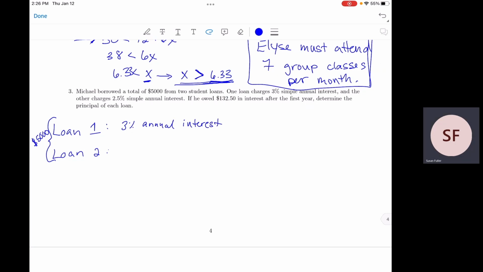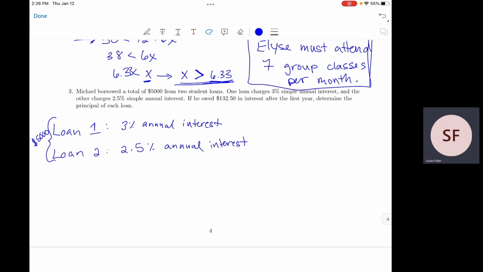And loan 2 charges 2.5% simple annual interest. He owed $132.50 in interest after the first year. Determine the principal of each loan. Okay, so simple annual interest.